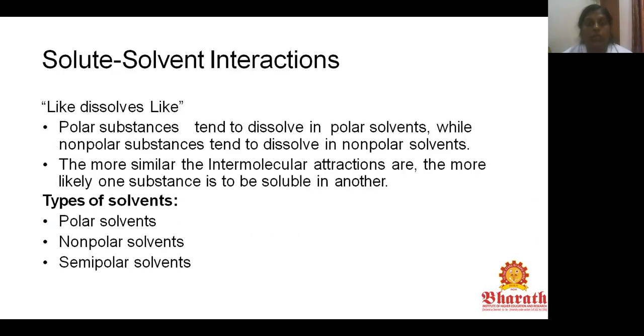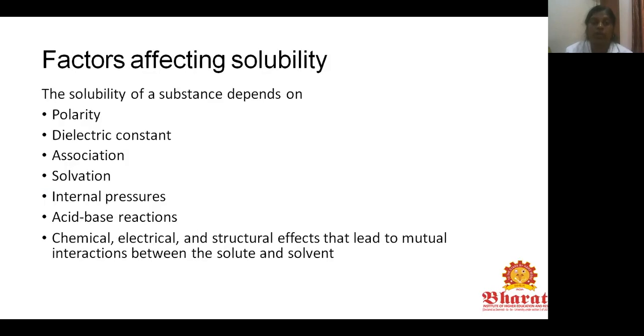So how do the solute and the solvent interact? We can call it like dissolves like. Polar substances tend to dissolve in polar solvents, while nonpolar substances tend to dissolve in nonpolar solvents. The more similar the intermolecular interactions are, the more likely one substance is to be soluble in another. The types of solvents are polar solvents, non-polar solvents, and semi-polar solvents.